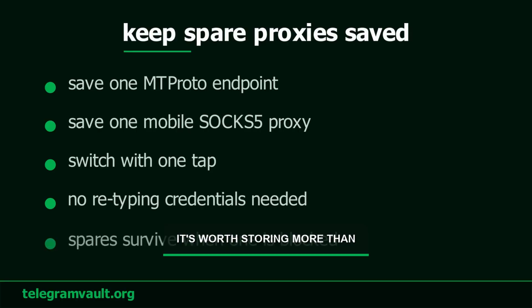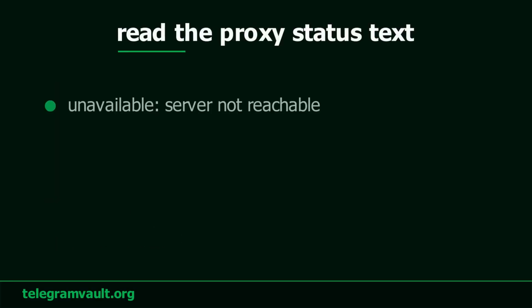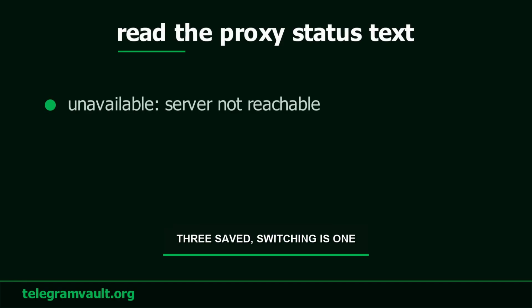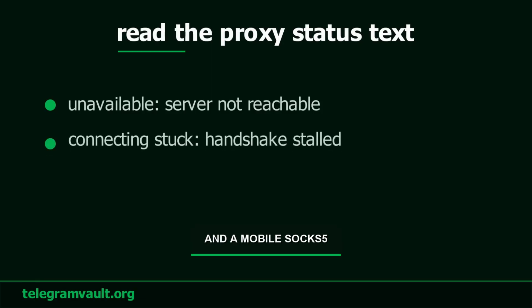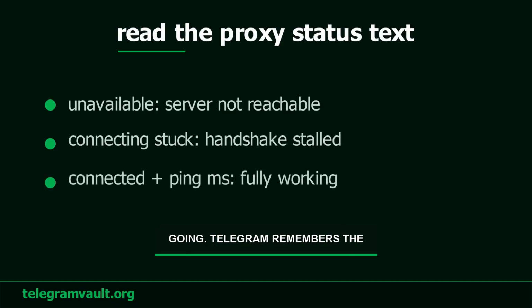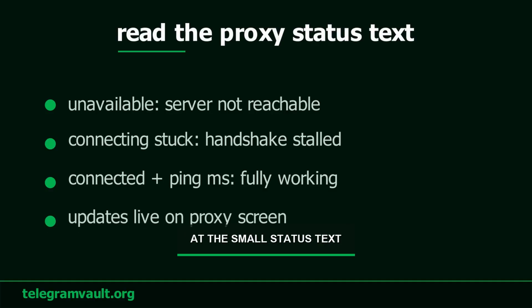It's worth storing more than one proxy on purpose. On a restrictive network, the proxy that worked this morning might be blocked by tonight. If you keep 2 or 3 saved, switching is one tap, no retyping. I'd keep a private MTProto endpoint and the mobile SOCKS5 proxy both saved, so when one stops responding, you flip to the other and keep going. Telegram remembers the credentials, so the cost of keeping spares is just a little screen space. While you're in that proxy screen, look at the small status text under each entry.